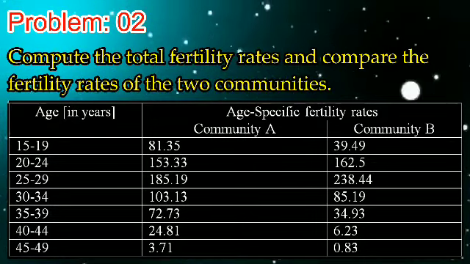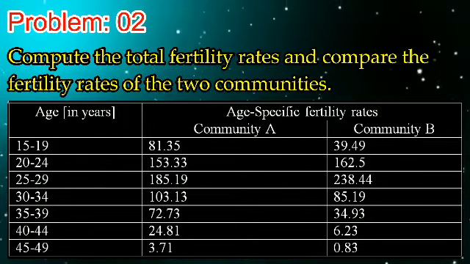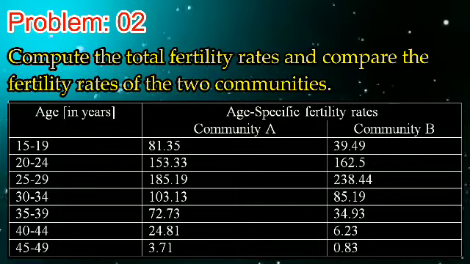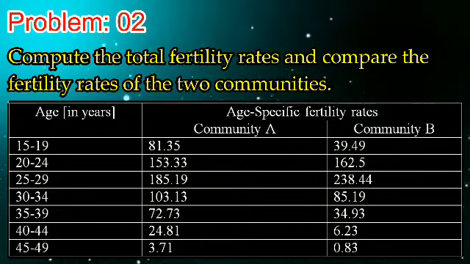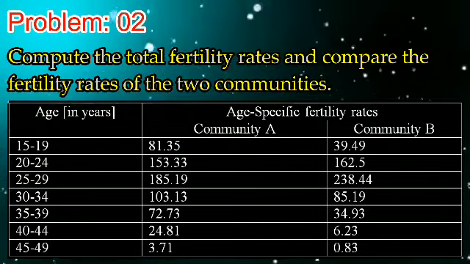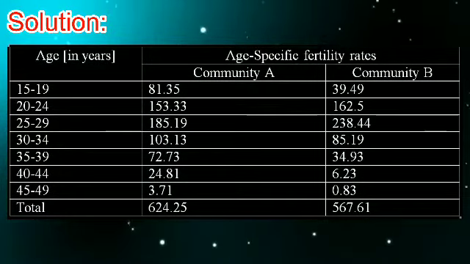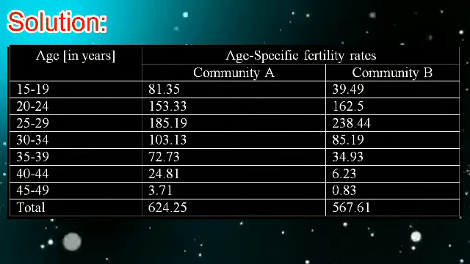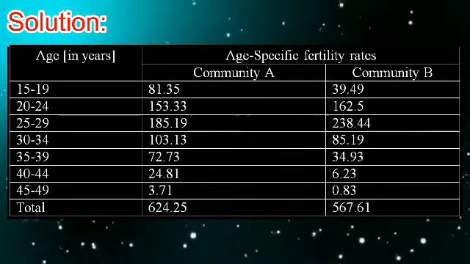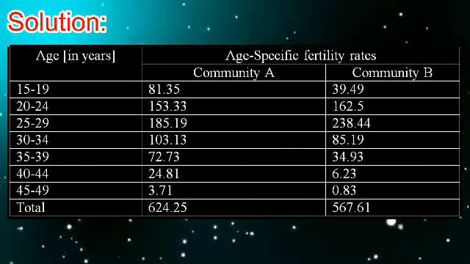ASFR values are given in the question. Here age specific fertility rates are given for both the communities A and B. As we all know, TFR is based on the ASFR value. Here the direct ASFR values are given in the question. So in order to find the TFR, you should add all the ASFR values for both the communities A and B. So add the total ASFR value for community A and add the total ASFR value for community B.